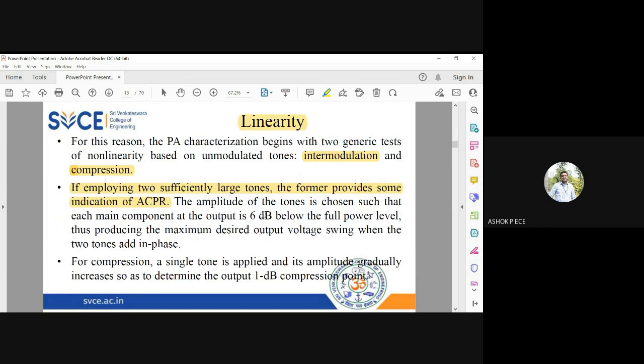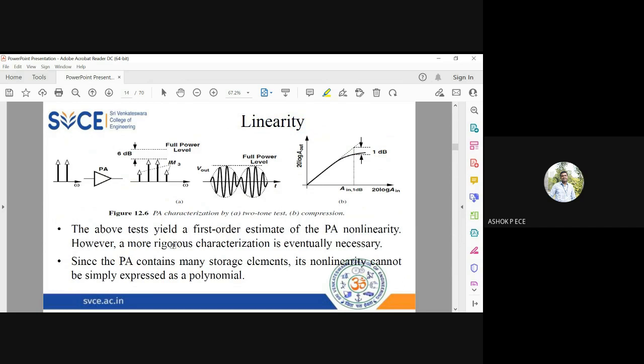Tone means frequency. So you supply two frequencies in such a way that one frequency's power is 6 dB more than the other, and after passing through the power amplifier, you see the spectrum and how they are related. If they are far away, the power amplifier is working in the linear region. If they are overlapping or very close, then non-linearity is affecting your power amplifier. So this will clearly show how much non-linearity you have in the power amplifier.